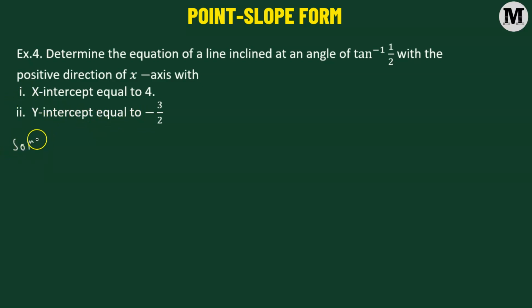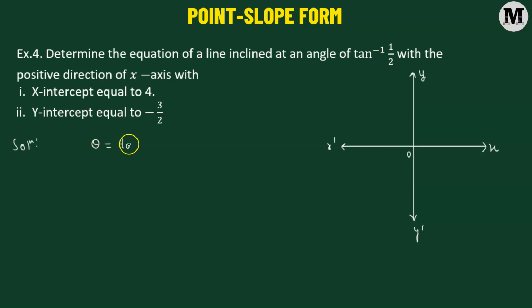Let us begin. Let's try to understand the problem graphically first. Here we are given the line is inclined at an angle of tangent inverse of half with the positive direction of x-axis. That means theta is given by the inverse tangent of half, so if we take the tangent on both sides, tangent theta equals 1/2. By definition, the tangent of the angle made by the line with the positive direction of x-axis is nothing but the slope of that line.